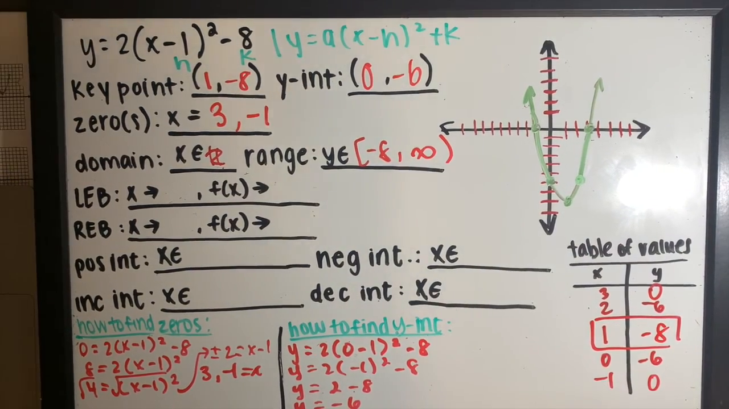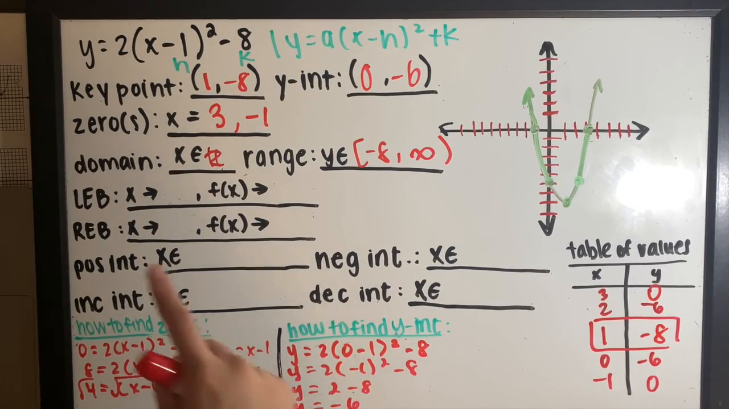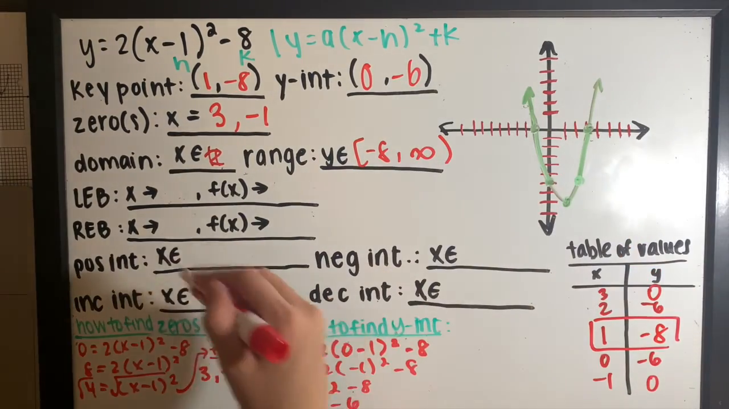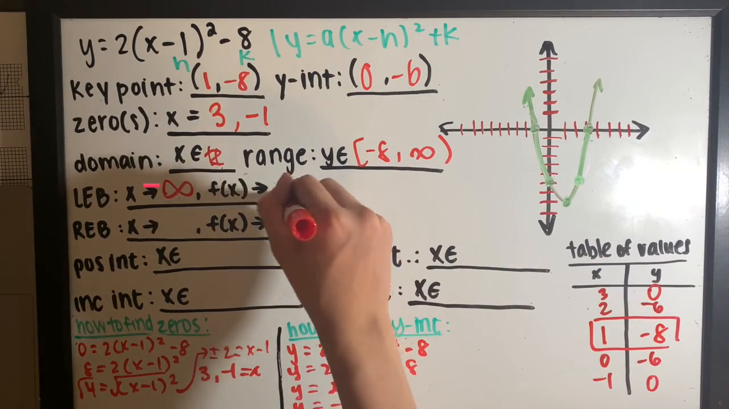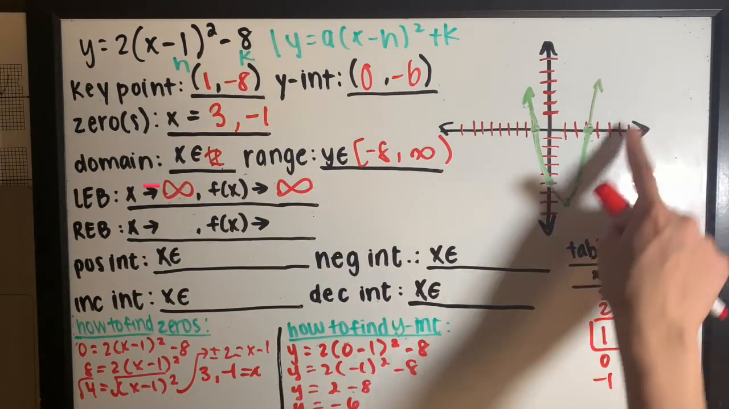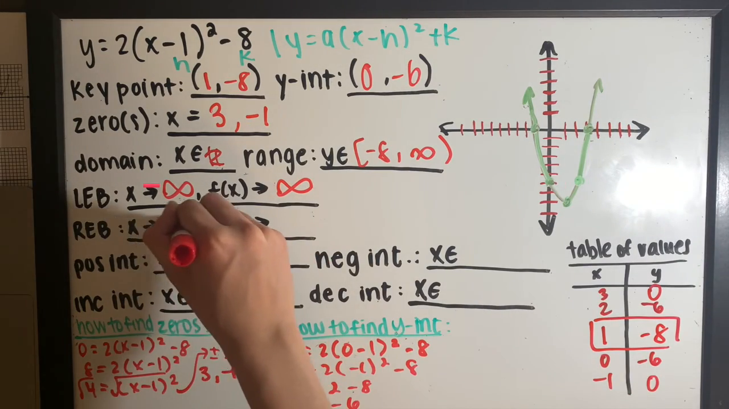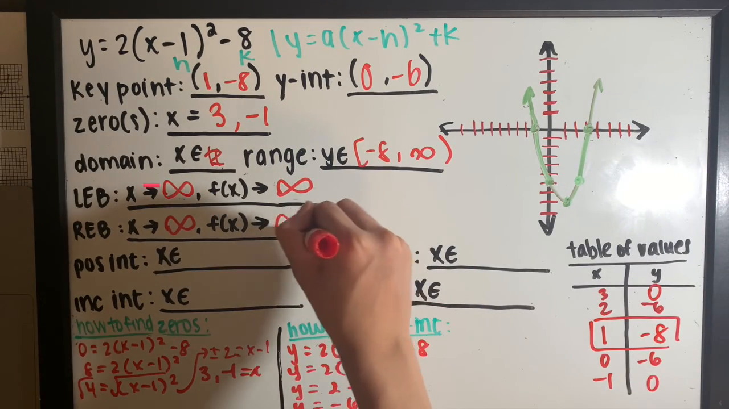And as for end behavior, as x is headed towards negative infinity, f of x is headed towards positive infinity, and for right end behavior, as x is headed towards positive infinity, f of x is also headed towards positive infinity.